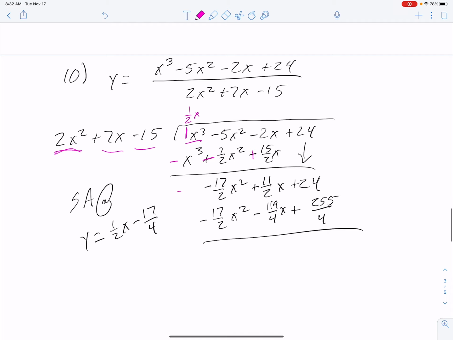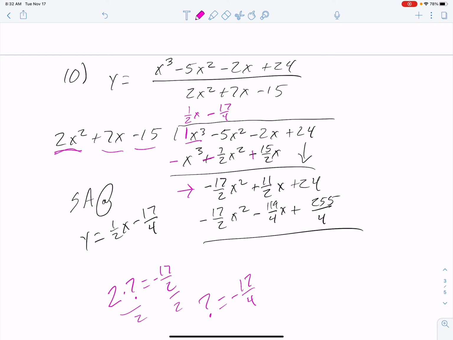Now, I've got to ask myself, what times 2x squared is going to get me negative 17/2 x squared? If it helps, you could even set up 2 times what? Let me rewrite that. 2 times what is going to equal negative 17/2? Well, if I divide by 2, that tells me that I need to multiply by negative 17/4.